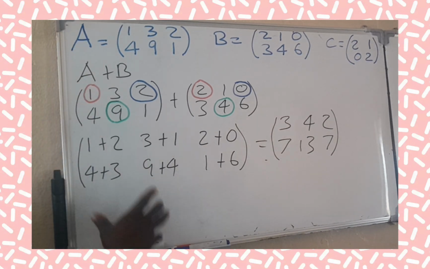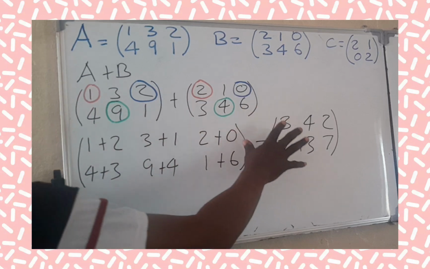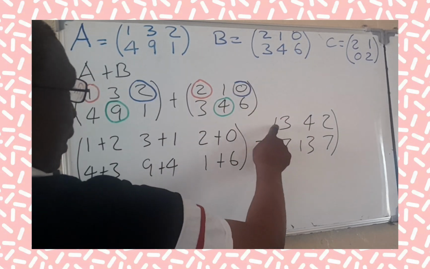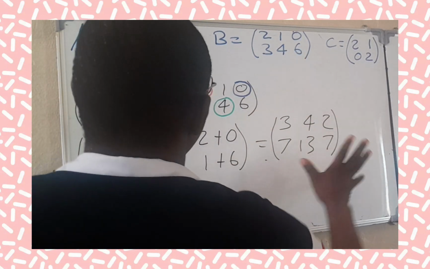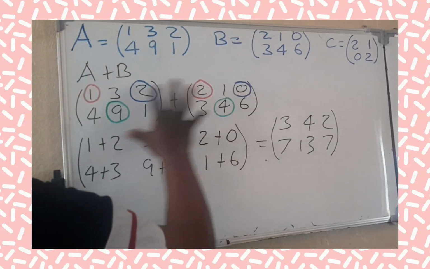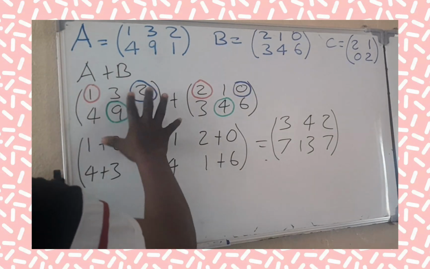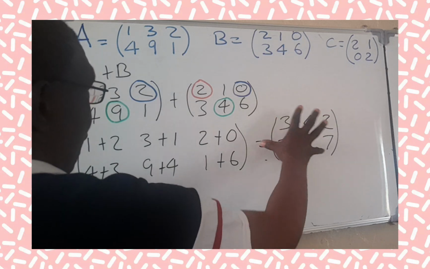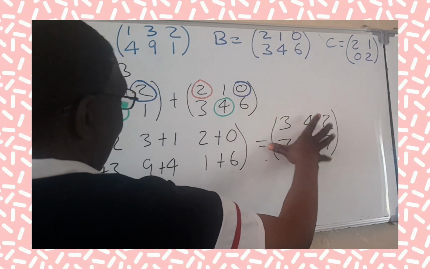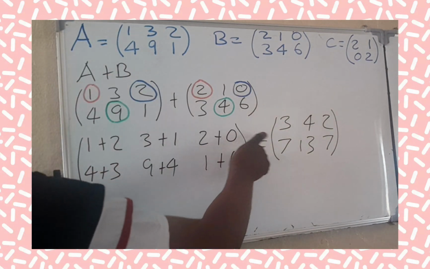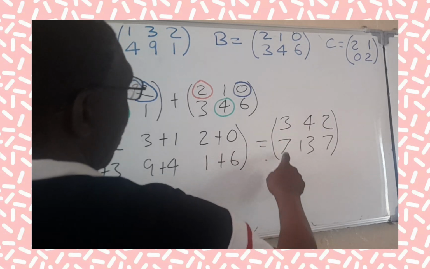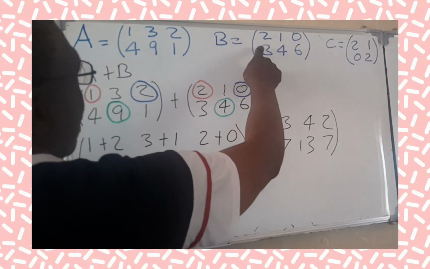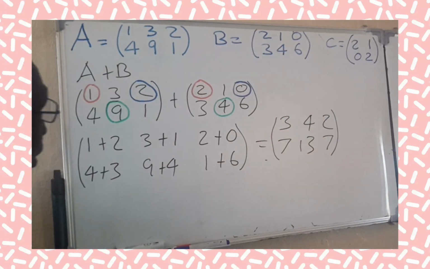Notice it has the same size as A and B. It is a 2 by 3 matrix. You can't add two matrices of a certain size and end up with the new matrix being a different size. It has to be the same size as A and B itself. In other words, it's 2 by 3, just as A and B were both 2 by 3 matrices.